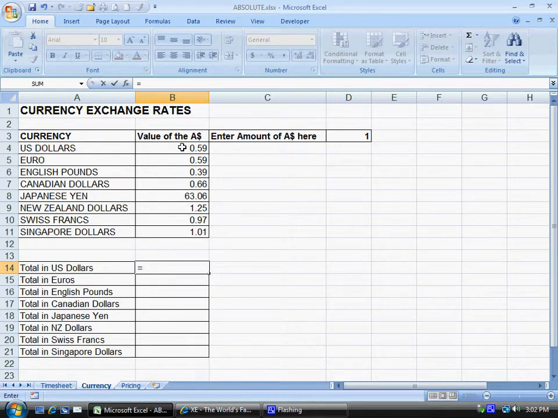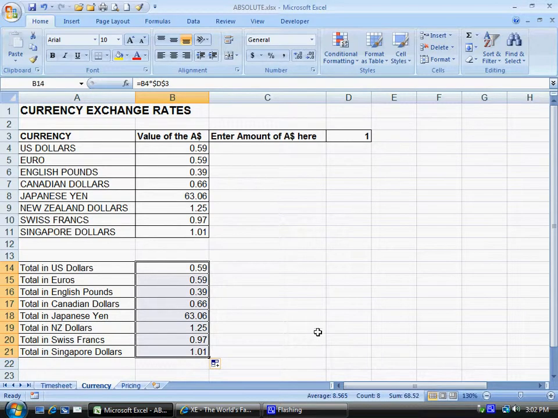a relative reference to B4, so it's just B4, times, and we want an absolute reference to D3, so it's going to be $D$3. Again, when I hit the tick, I get an answer of 0.59. Multiplying 0.59 by 1 gives me 0.59, and when I fill it down, all the numbers on the bottom half of the screen are exactly the same as the numbers on the top because they've been multiplied by 1.